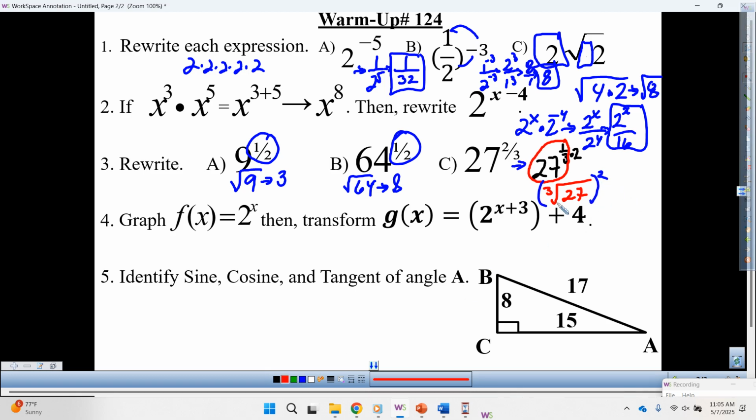So question, what number times itself 3 times gives us 27? That number is 3. 3 times 3 is 9, times 3, 27. Bring down the exponent of 2. So that is 9.